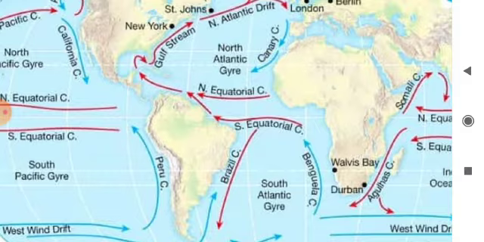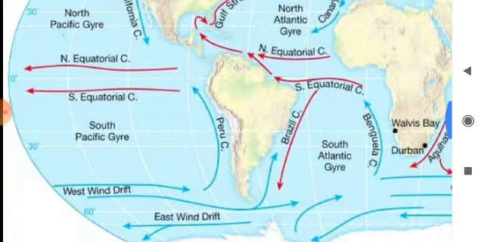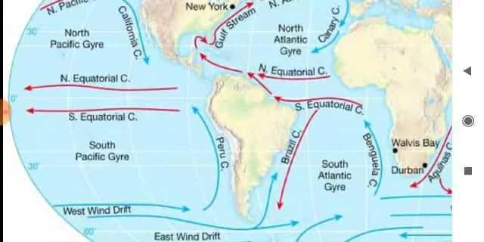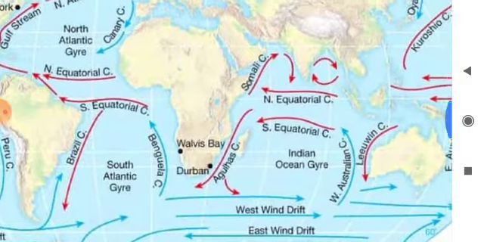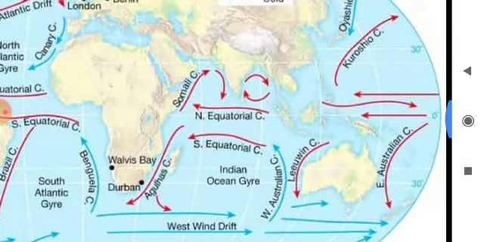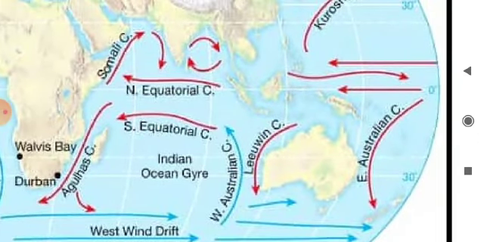Other ocean currents of the Pacific Ocean are cold Peru or Humboldt current, North and South Equatorial warm current, warm East Australian current. Okay.